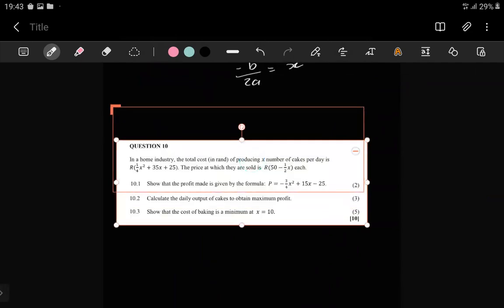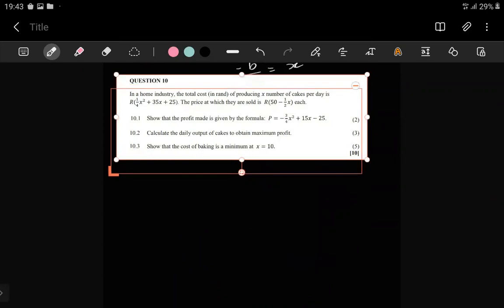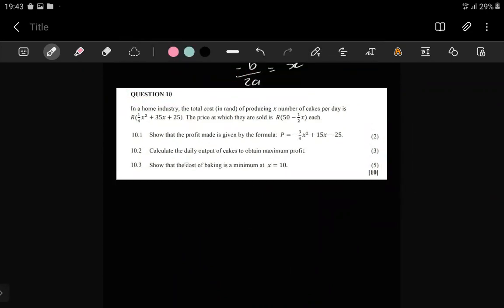It has special privileges. But anyways, with the next one here: show that the cost of baking is a minimum at x is equal to 10. So this is clearly one of those really weird questions that may make your head go, wait, what? Did we not just answer this question? So it's super common, and it's a 5-mark question also.